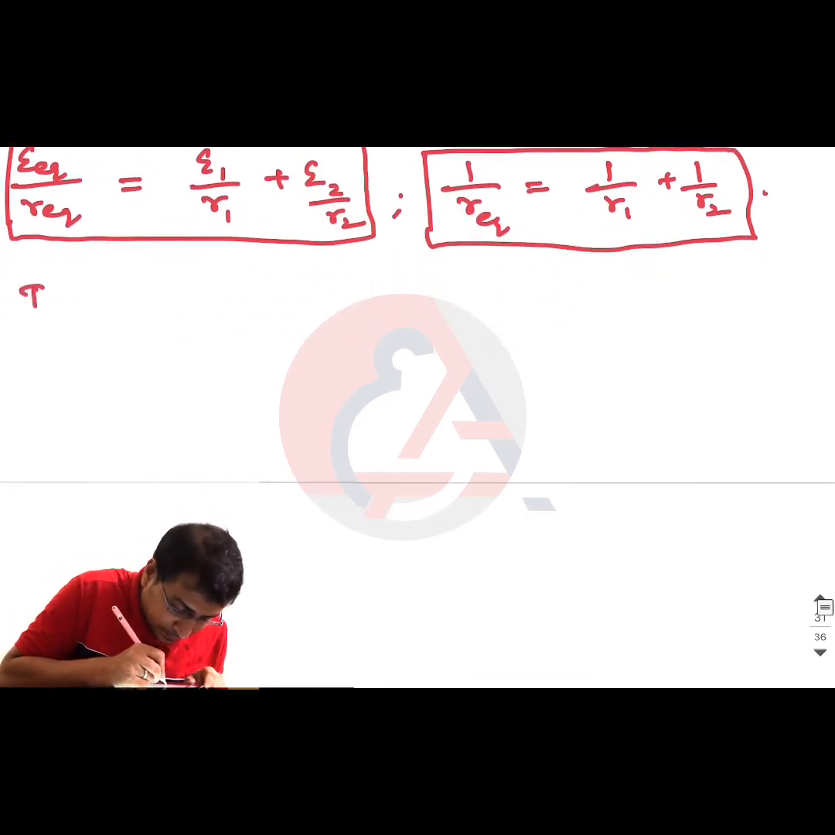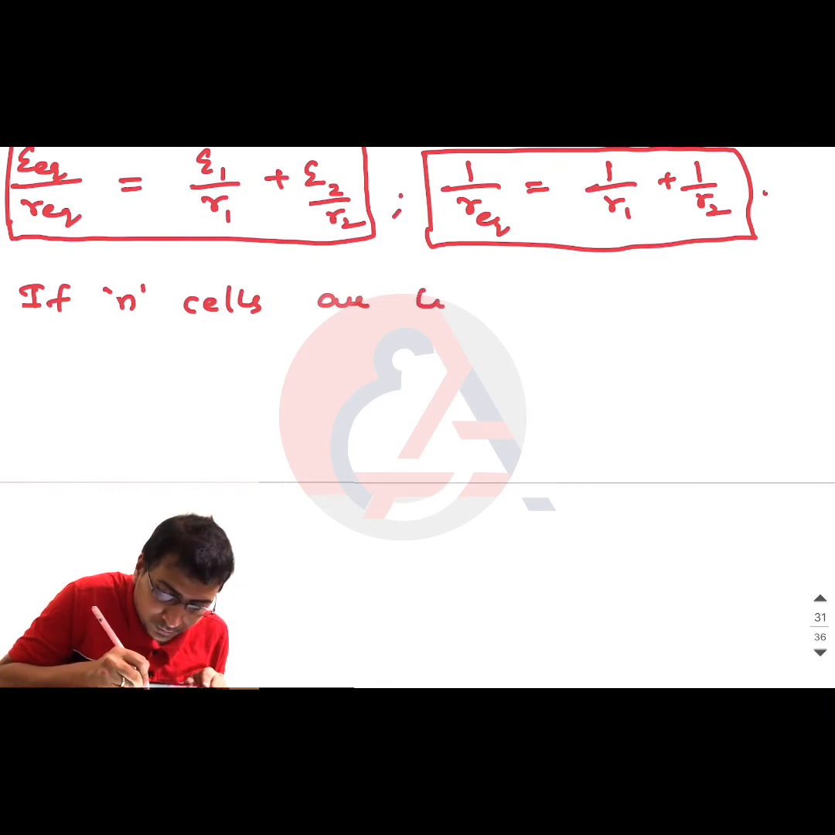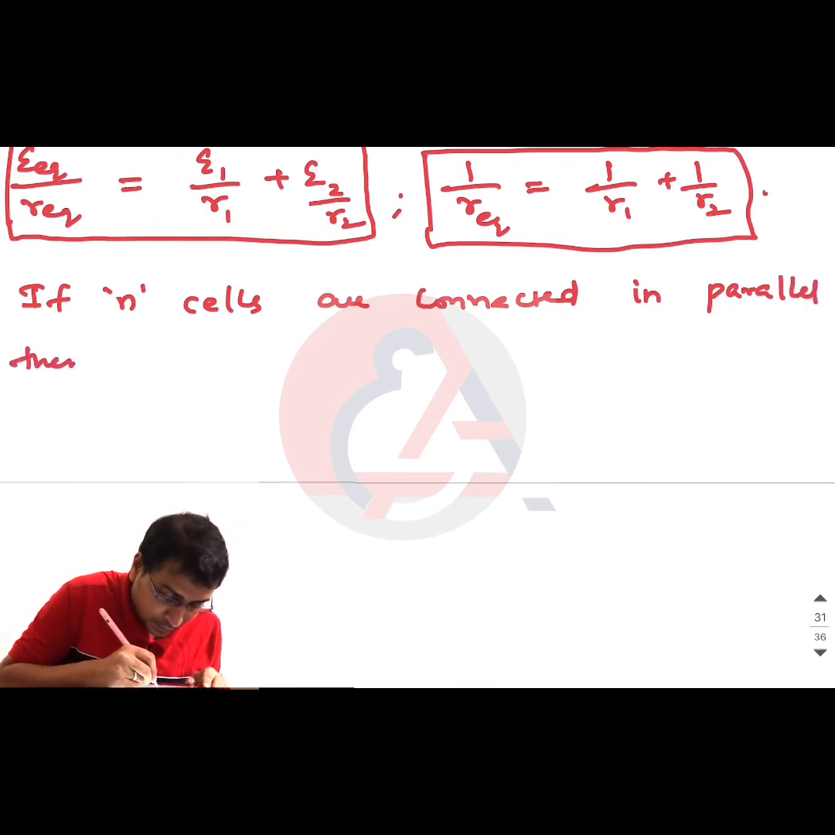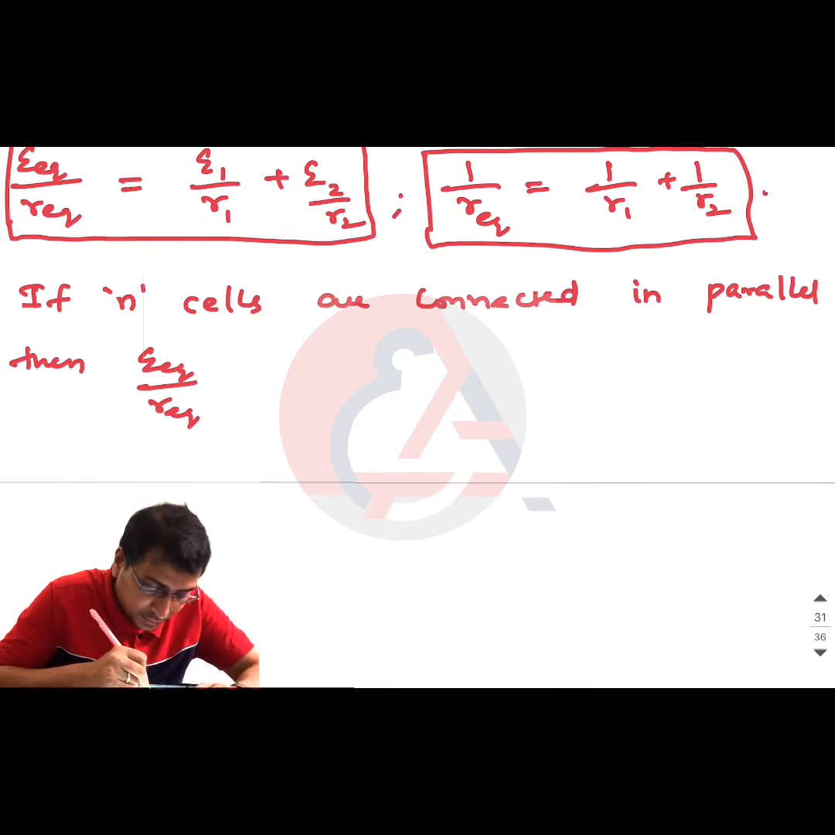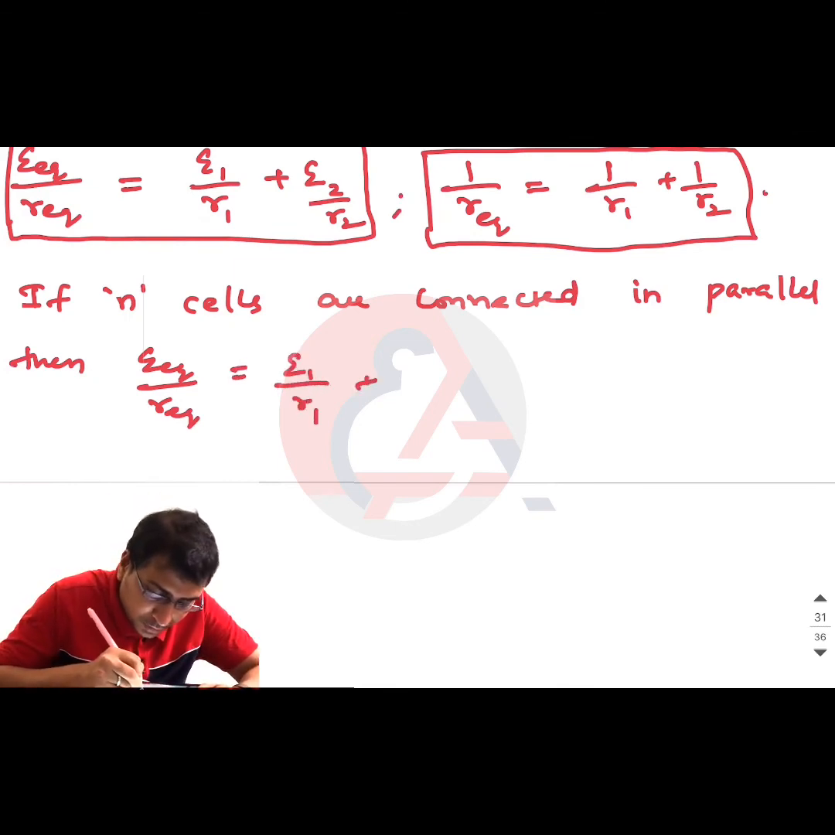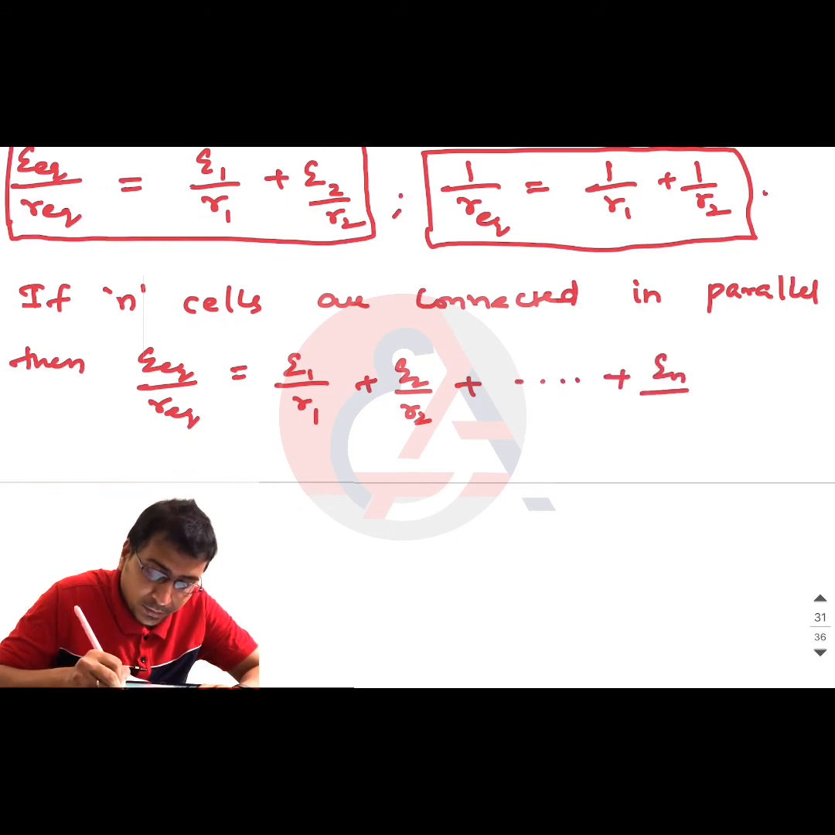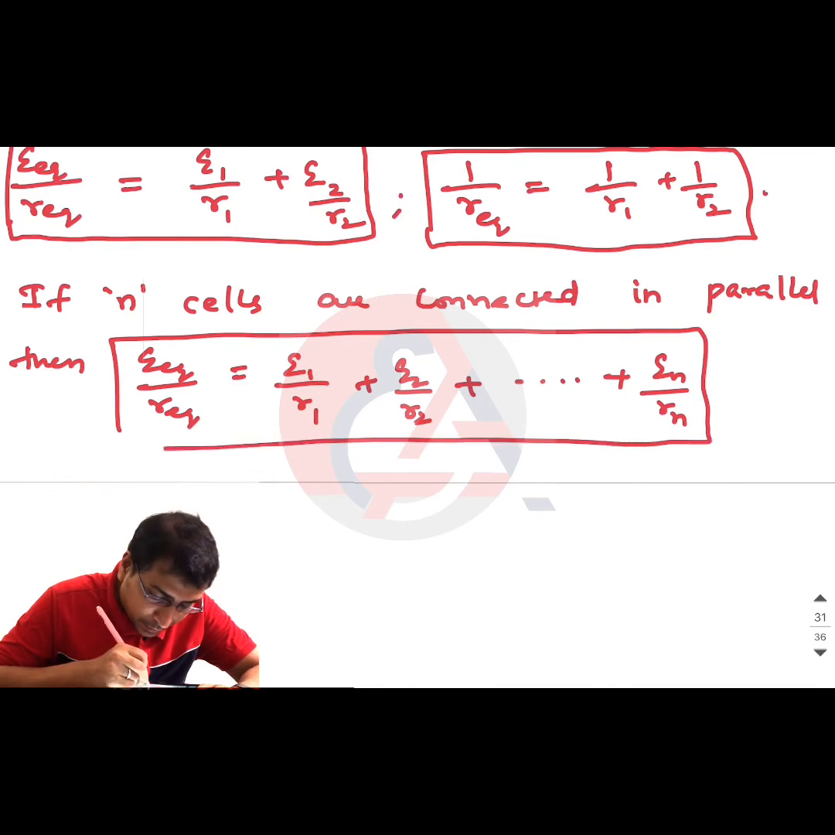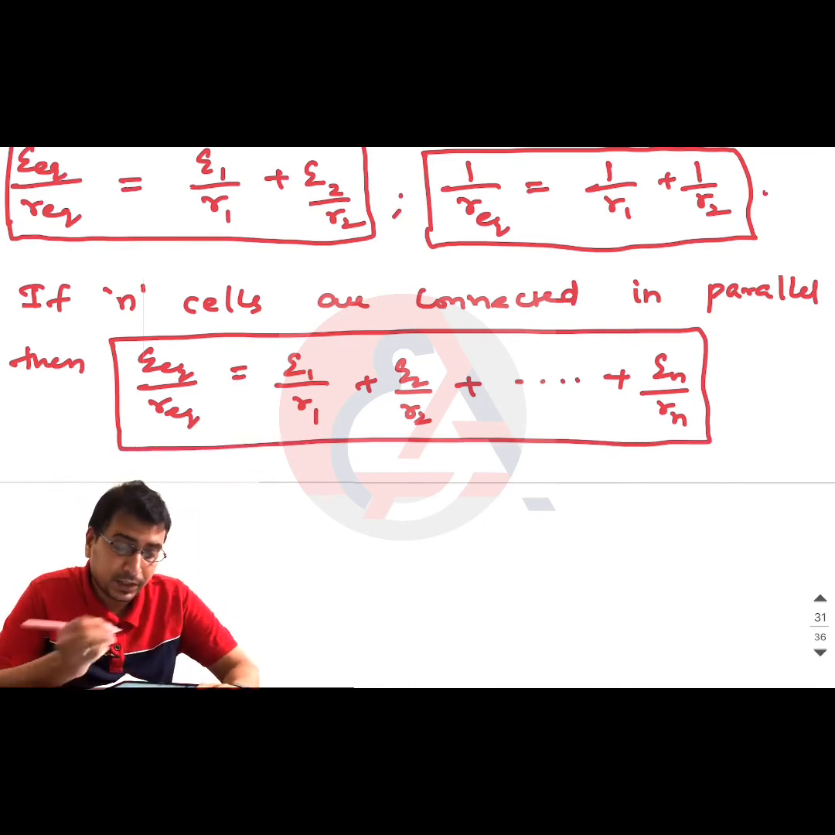If n cells are connected in parallel, then the equivalent EMF divided by the equivalent resistance will be equal to E1 by R1 plus E2 by R2 plus so on till En divided by Rn. So this is the required expression for the equivalent EMF in terms of the equivalent resistance.